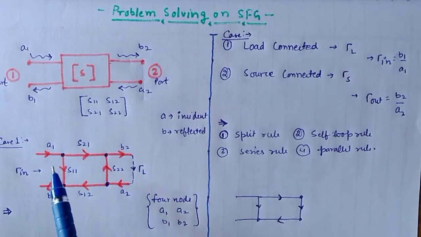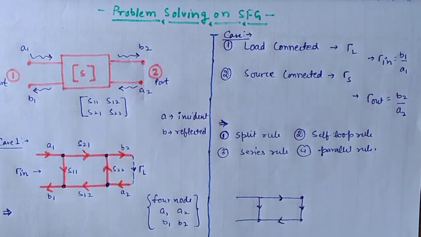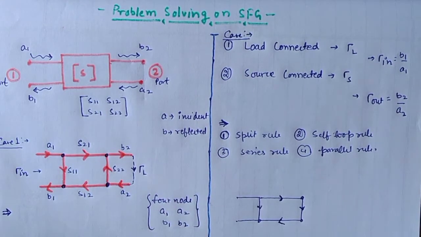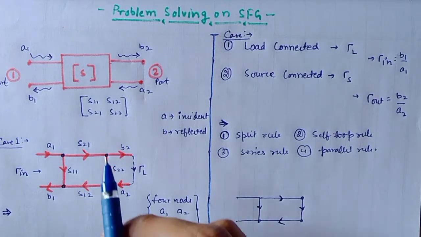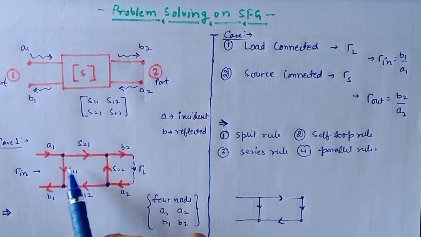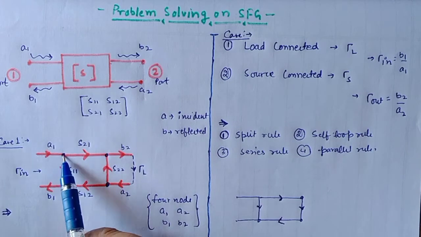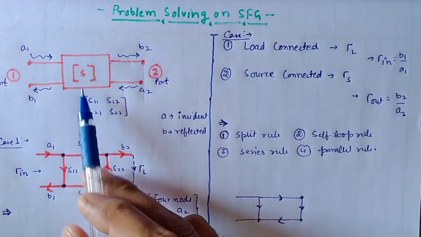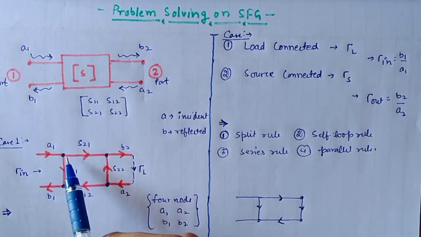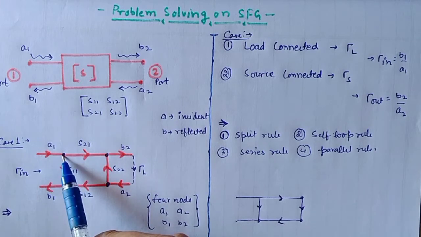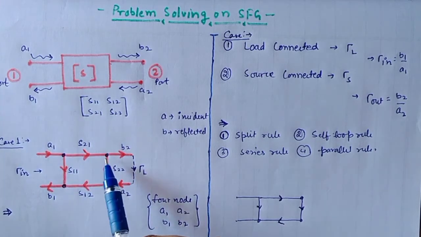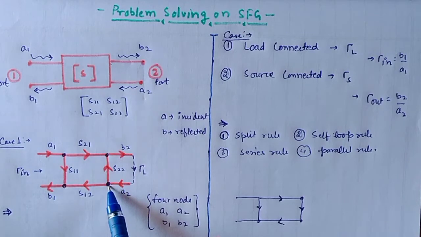As you can see here, the SFG of the given network is drawn. To save time, I have already drawn it. You can see here four nodes are there. When I draw the corresponding SFG for this, we will have the four nodes. This node is given as A1, this one as B1, this one as B2, and this one as A2.